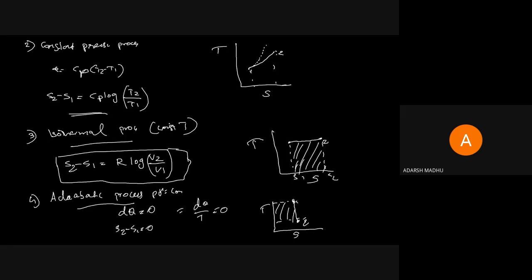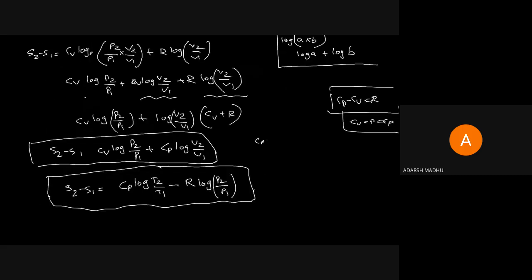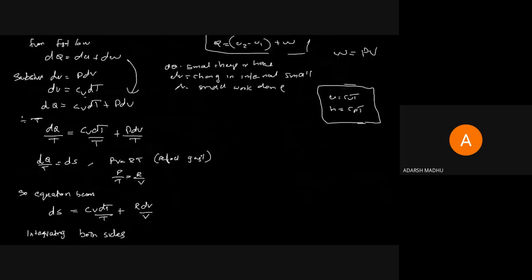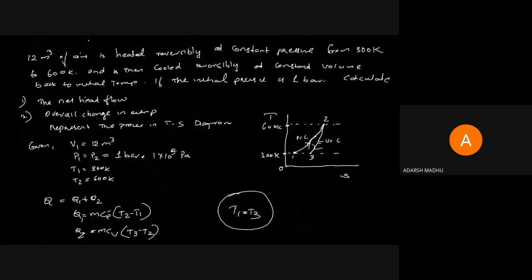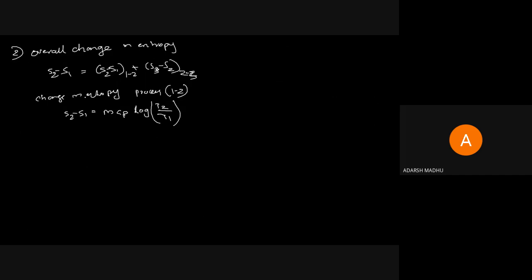Here we have not added m to the equation because, for the assumption, we are taking m equal to 1 kilogram. Since m is unity, we don't use the particular m value. But if you want to take the particular m value, it is m into Cp log T2 by T1.